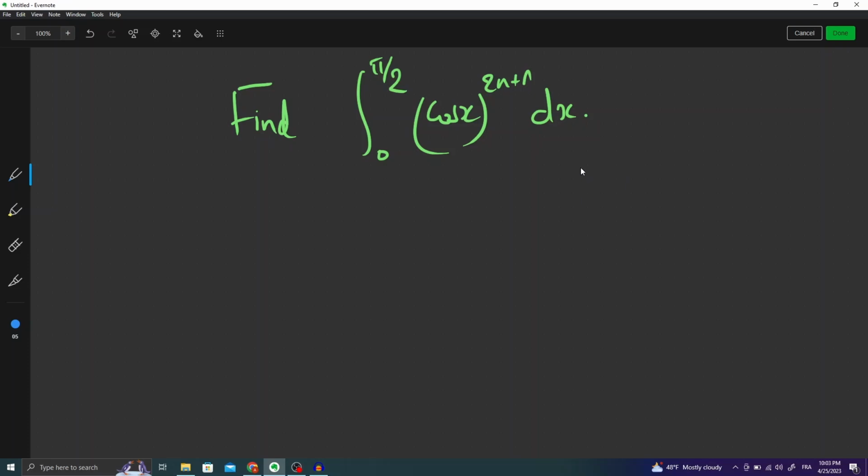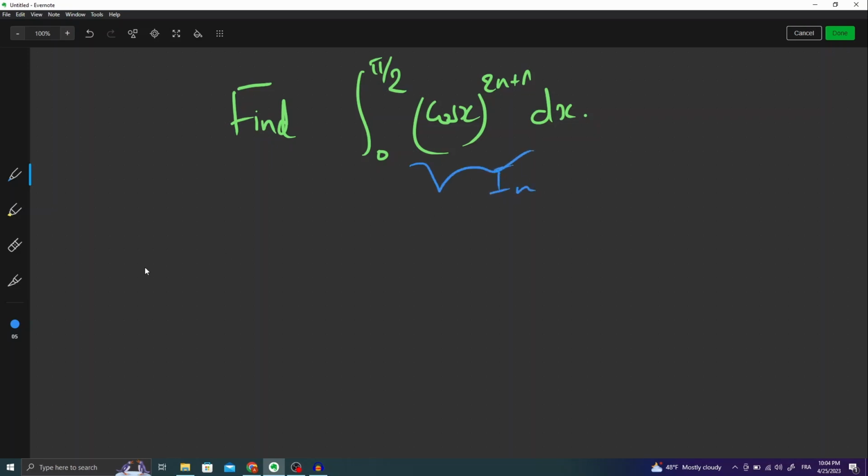Hi guys, in this exercise we are asked to find the integral from 0 to pi over 2 of cosine to the power 2n plus 1 of x dx. Please pause the video, give it a try and come back later to see the solution. Alright, let's denote our integral by I_n, okay?